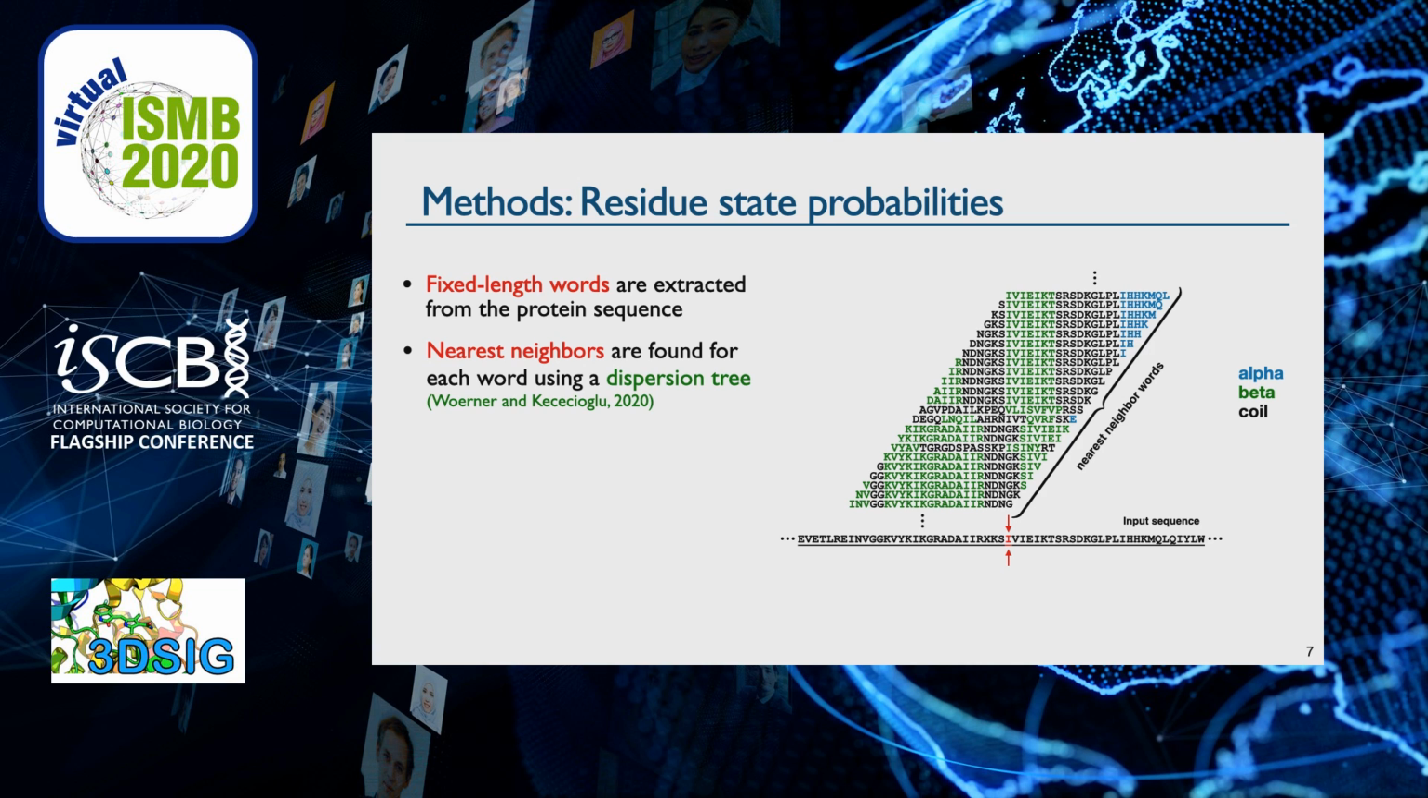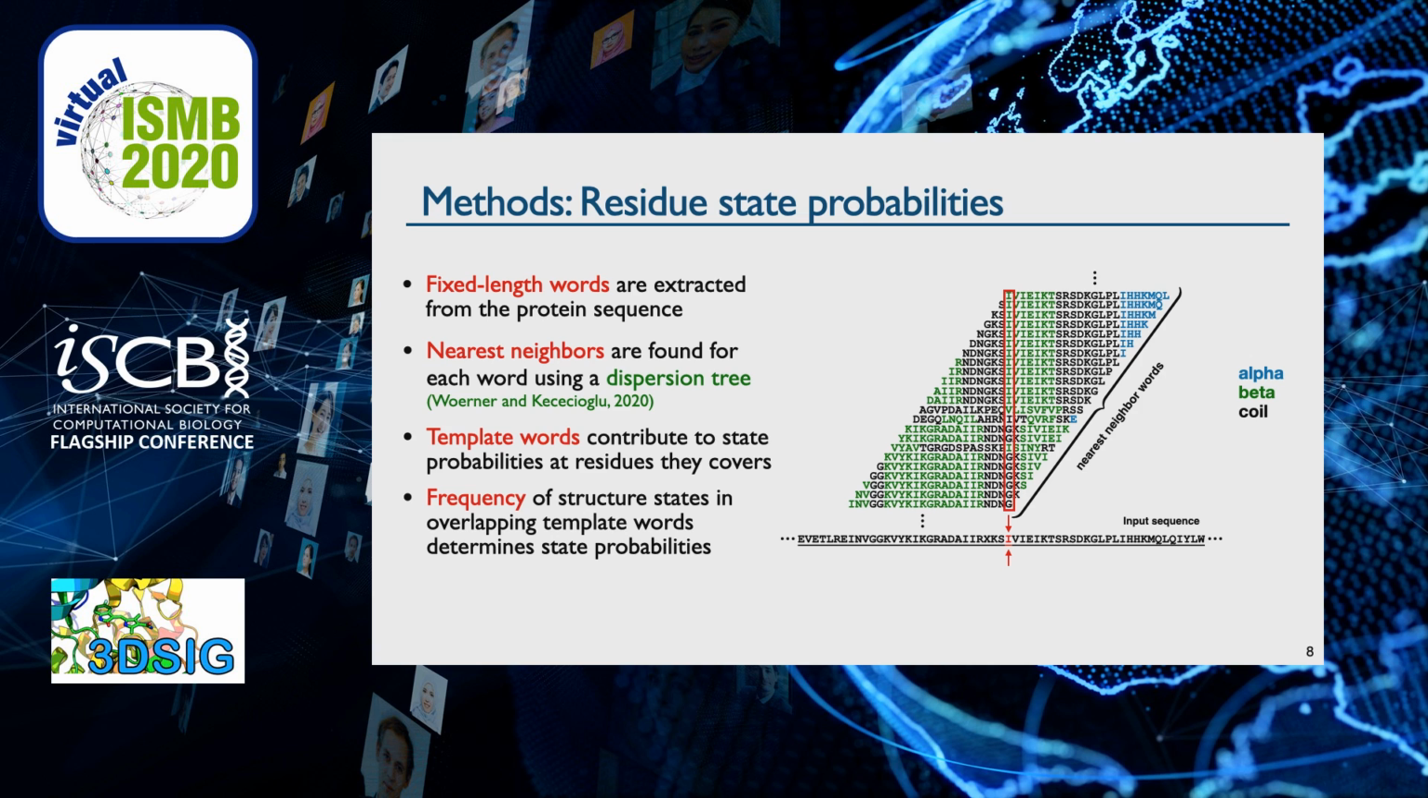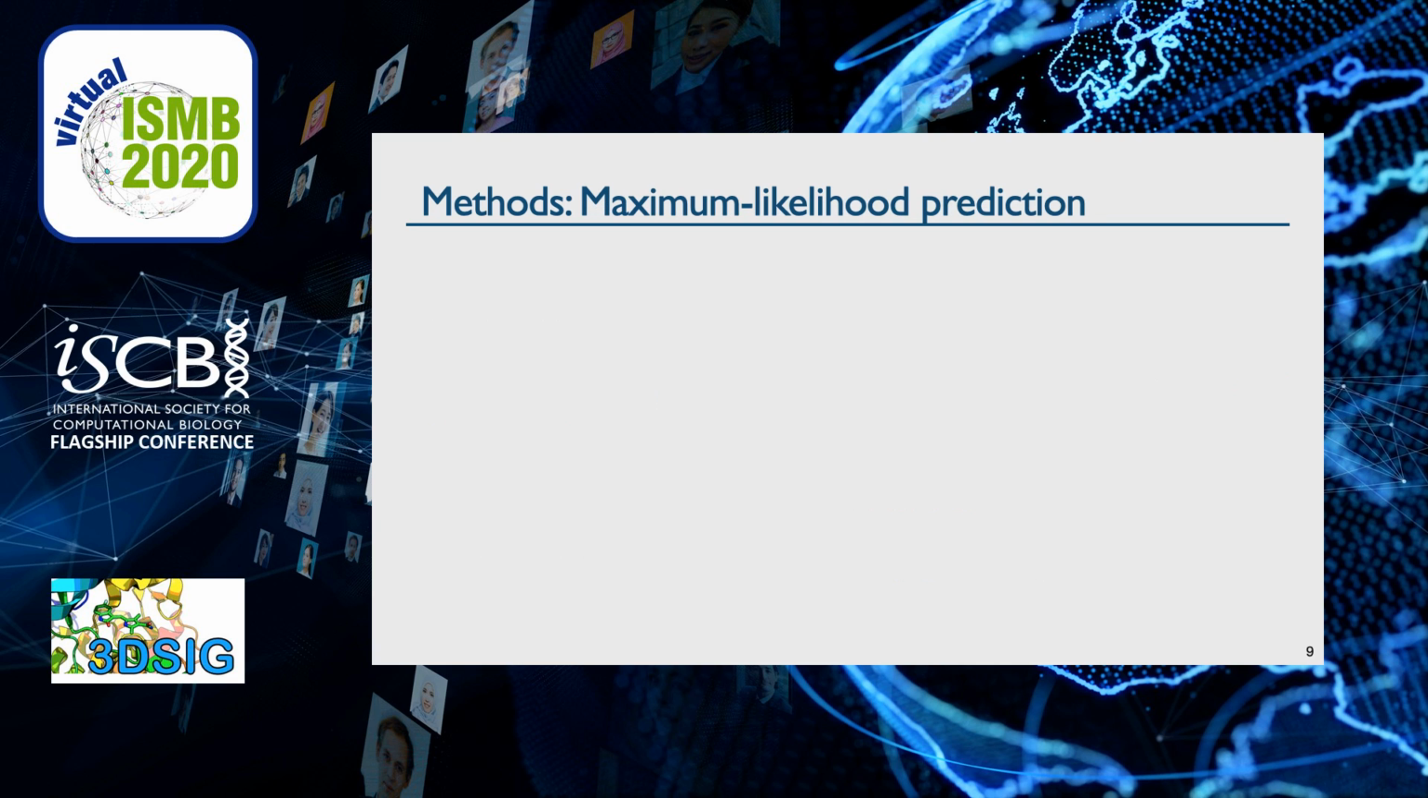These template words contribute to the state probabilities of each residue they cover, where the structure states are indicated by the colors of the letters, where alpha helix is shown in blue, beta strand is shown in green, and coil is shown in black. So, for the highlighted residue, the frequencies of structure states of the template words at the box positions determine its state probabilities. For this example, the frequencies of alpha, beta, and coil give the structure probabilities 0, 0.62, and 0.38.